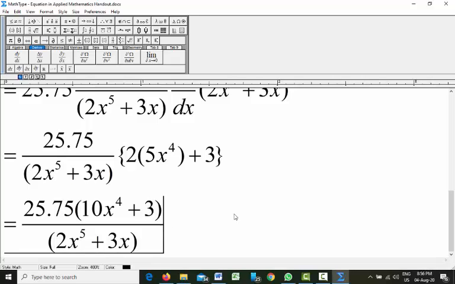So I believe by now you have understood the differentiation, how to do differentiation of logarithm. So that's the end of the lecture.